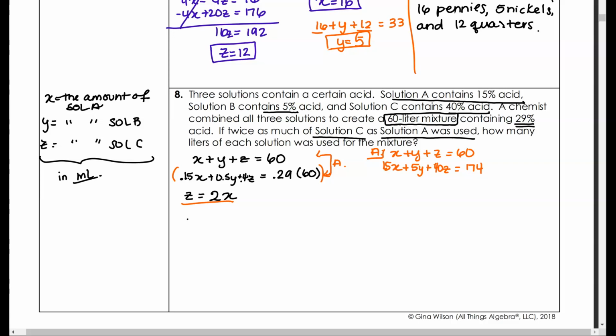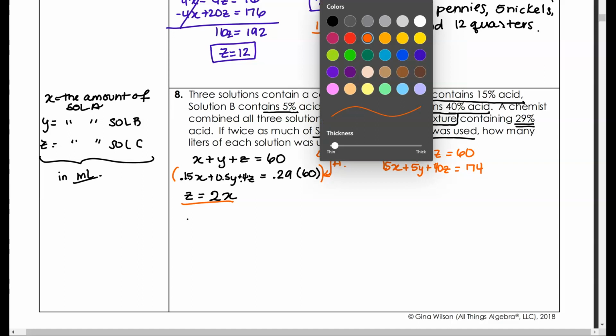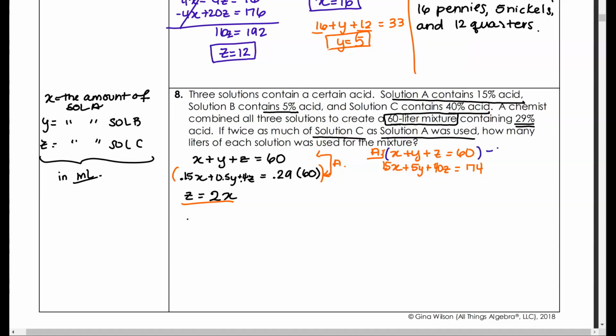All right. So let's go ahead and get rid of Y. That means I'm going to take this top equation and multiply it by -5 so that I can get rid of the Y. So this turns into -5X minus 5Y minus 5Z equals -300. And then I end up with 15X on the bottom plus 5Y.